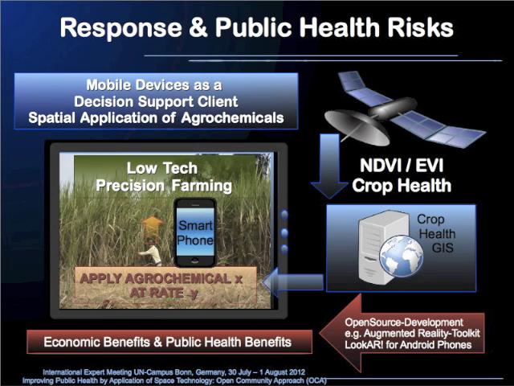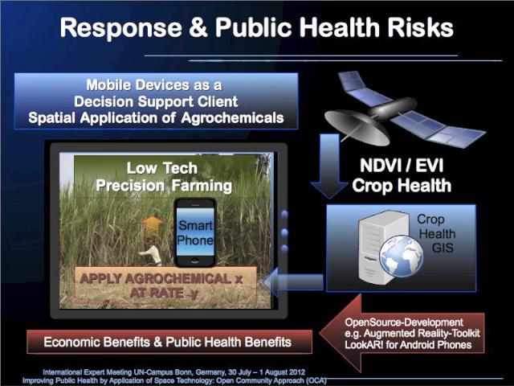Chronic kidney disease, a major public health problem in El Salvador, Nicaragua, and other countries, was discussed at the workshop. The question was, how can space technology support the implementation of risk mitigation strategies for farm workers? The underlying idea is to combine economic and public health benefits. By a normalized difference vegetation index, or EVI, we can detect the crop health in a crop health GIS. By providing this information to a smartphone, a tailored low-tech precision farming approach could be realized, which supports the campesinos in applying agrochemical X at rate Y at a certain geolocation, according to the crop health structure in that area.